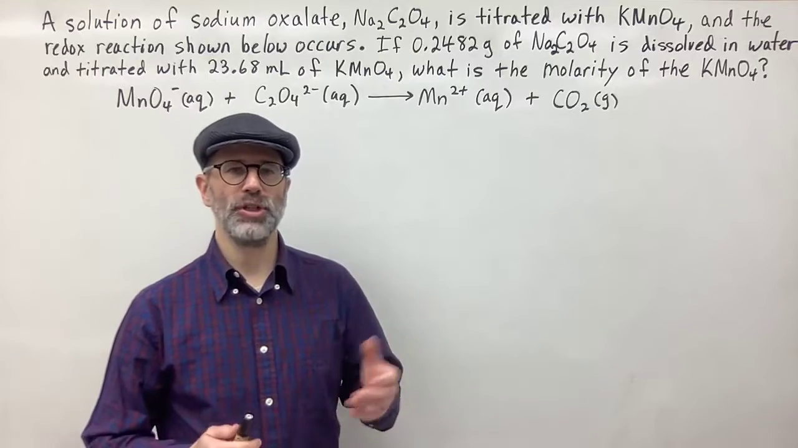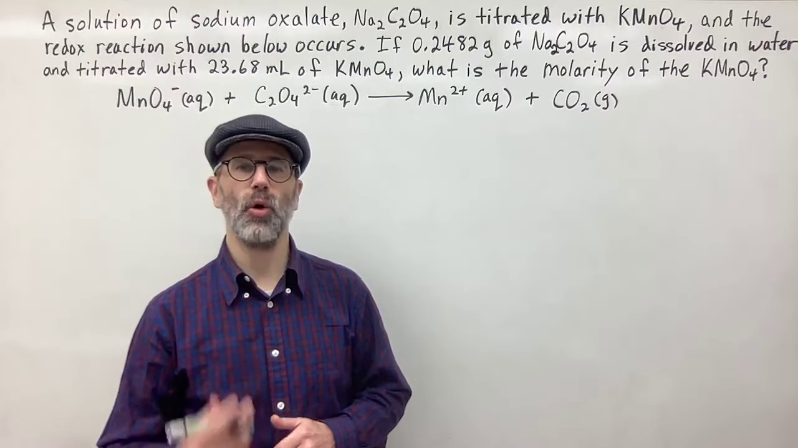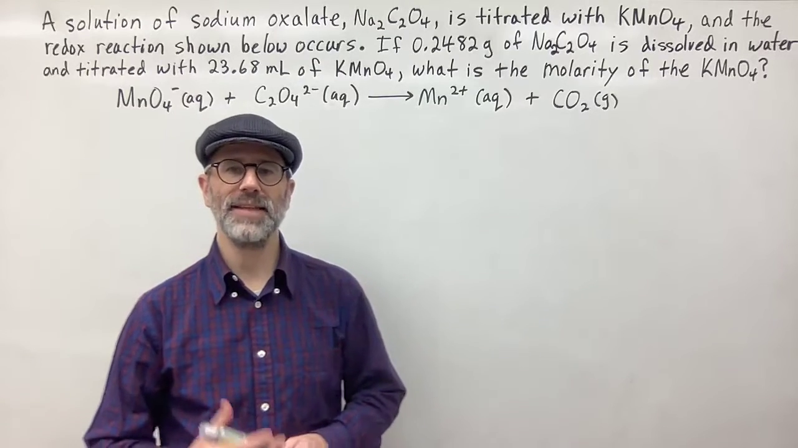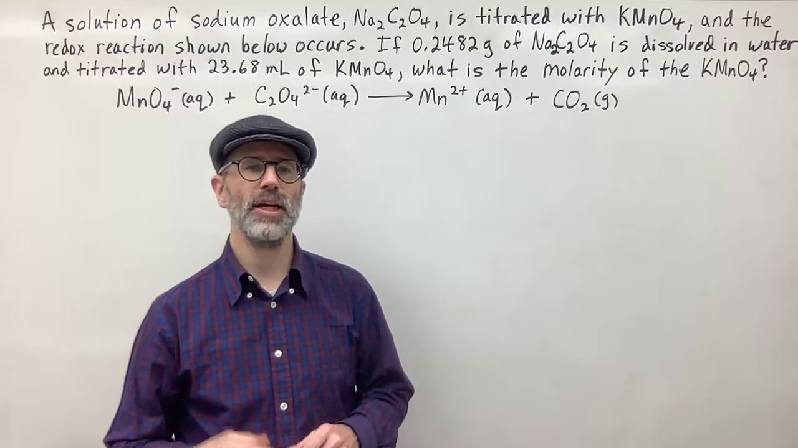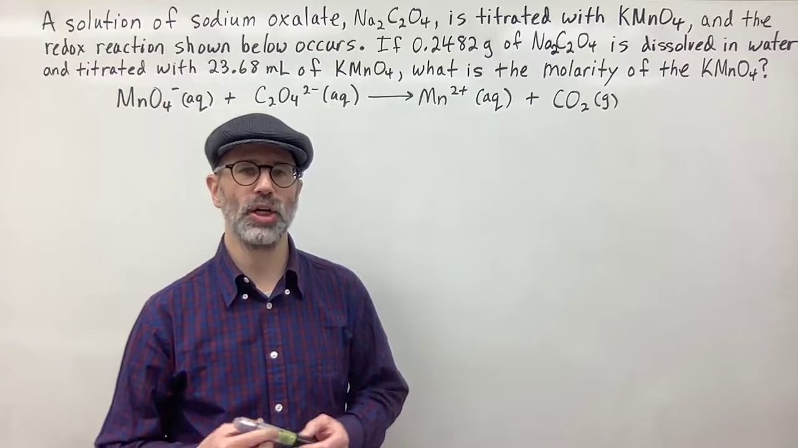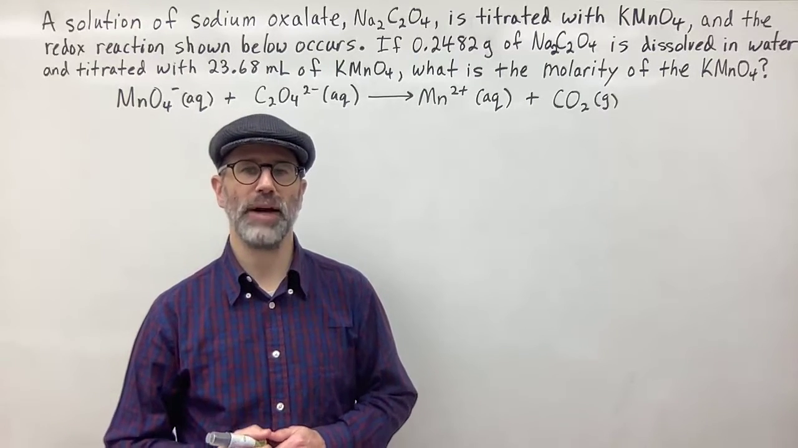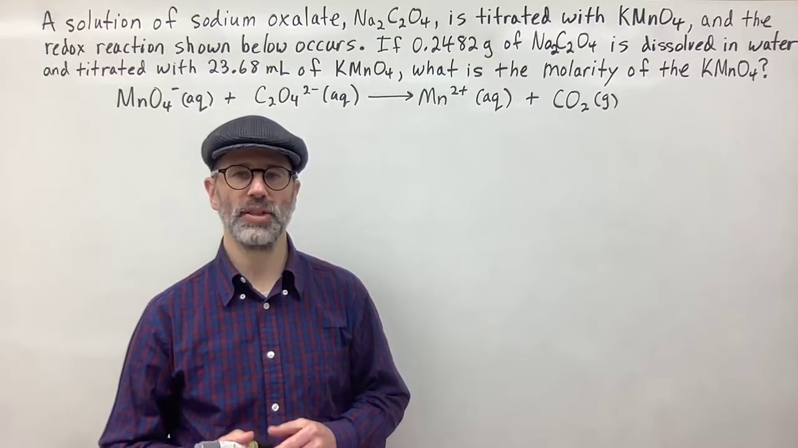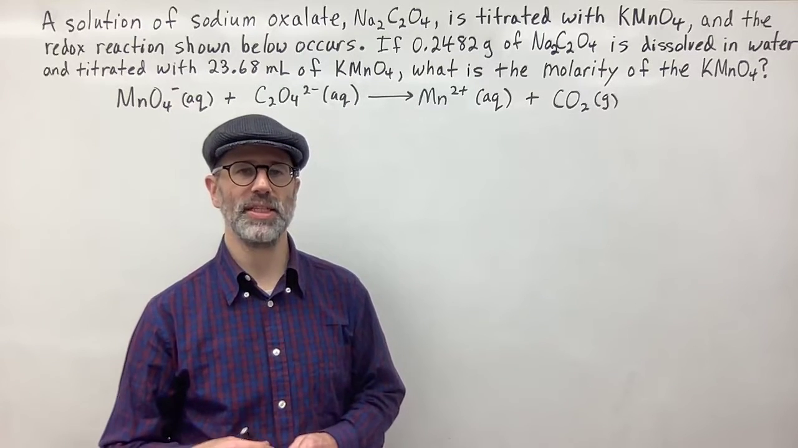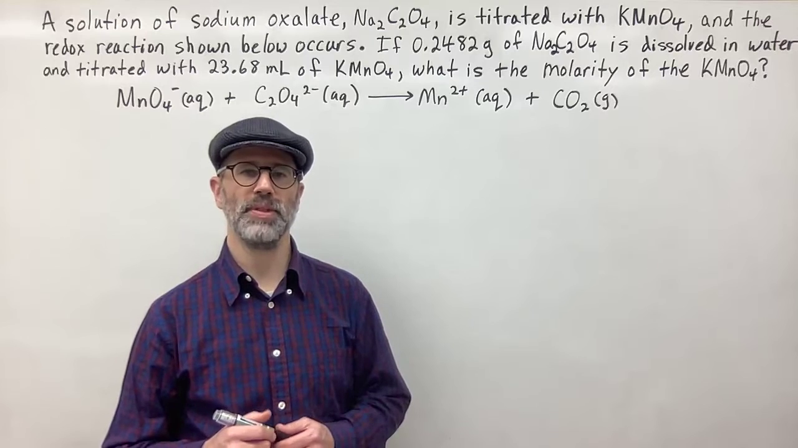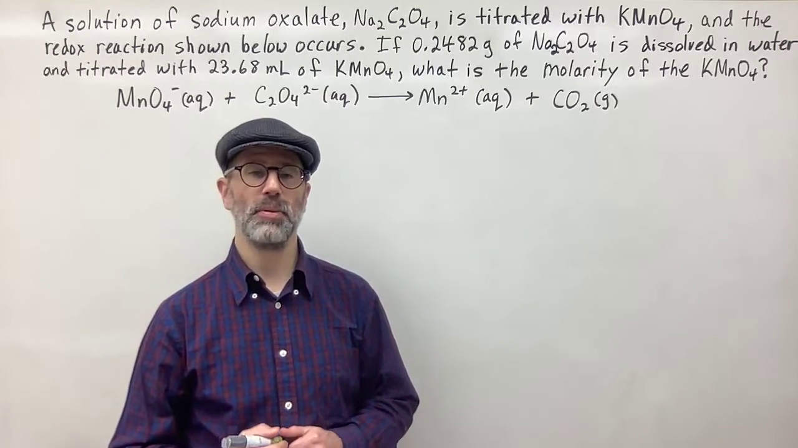So you have a solution of sodium oxalate, Na2C2O4, that is titrated with KMnO4, potassium permanganate, and the redox reaction shown below occurs. If 0.2482 grams of the sodium oxalate is dissolved in water and titrated with 23.68 milliliters of the potassium permanganate, what is the molarity of the potassium permanganate?